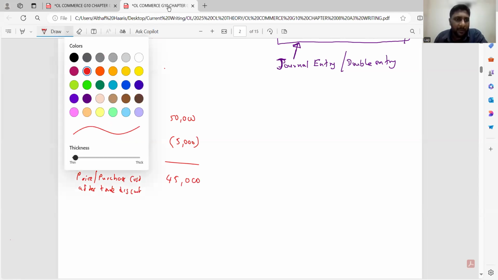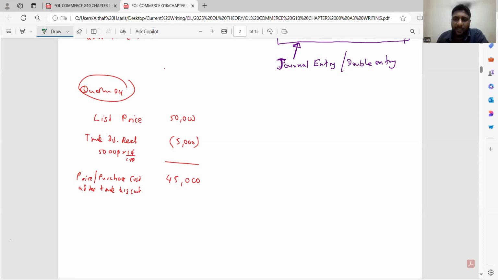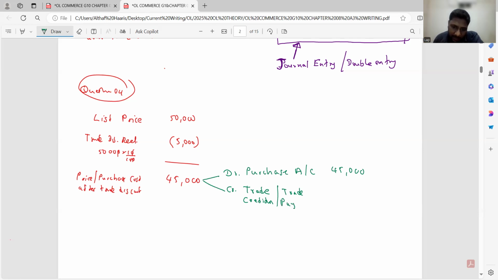So people, again help me with the journal entry. Help me with the double entry. This time it's a credit purchase. Debit the purchase account 45,000. Credit the trade creditors, or trade payable, 45,000.